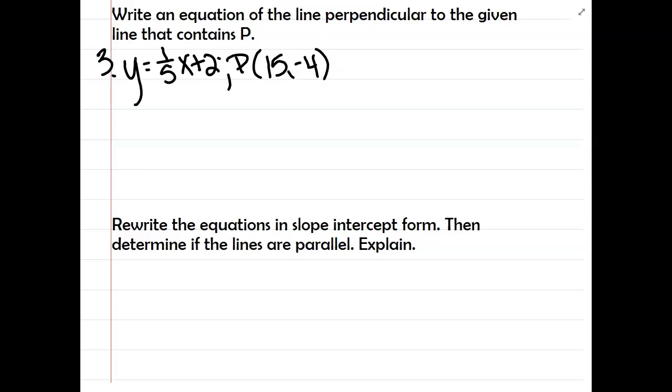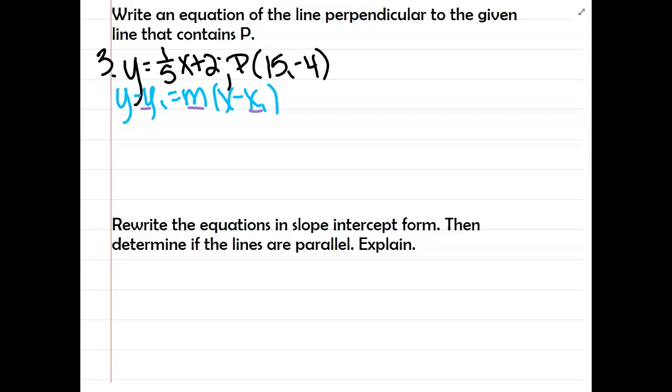So on all of these, we're still using point slope form. Y minus y1 equals m times x minus x1. We're going to plug in our y1, our m, and our x1. We've got our x1, y1. That's the point that the line is going to go through. But I need my slope.